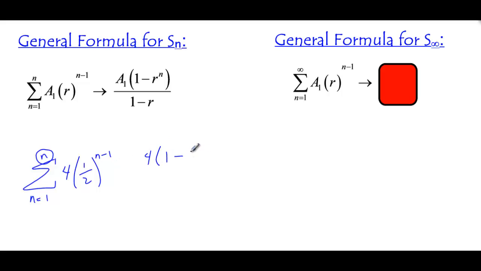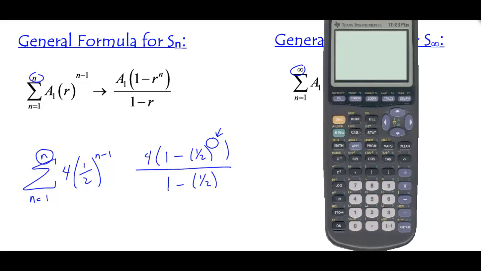1 minus, my common ratio for this problem is 1/2. I'm going to leave the n part blank for a second, divided by 1 minus my common ratio, which is 1/2. So if you look at this formula, the only thing that's going to change if I change this from an n to an infinity is this little part right here, because that's the only place where n affects my equation. So let's substitute in different n values and see what happens as n gets extremely large or goes towards infinity.